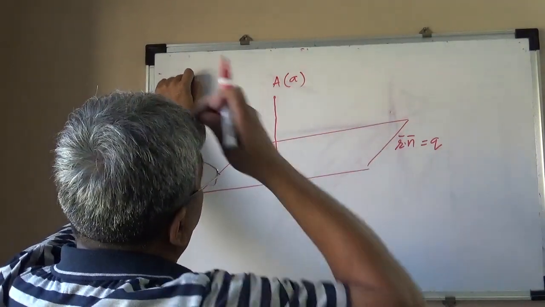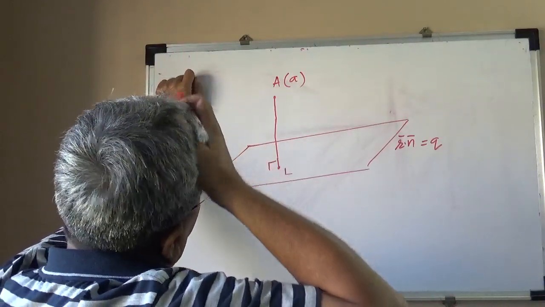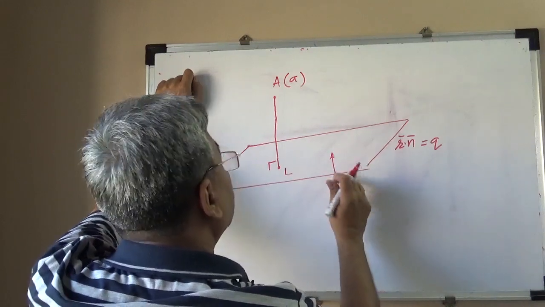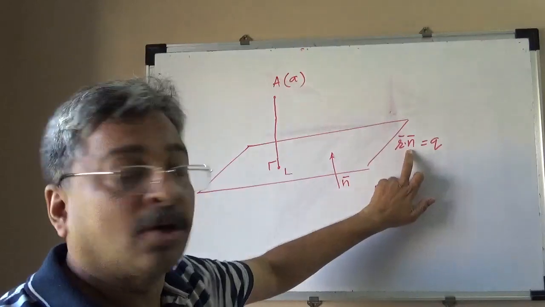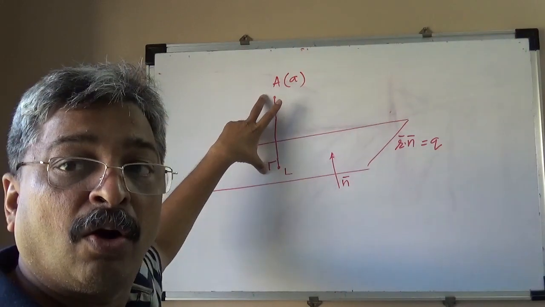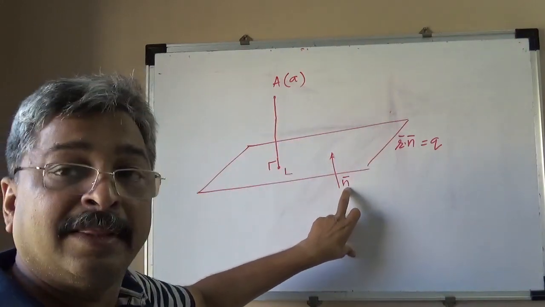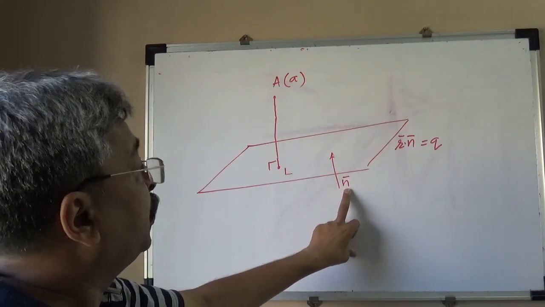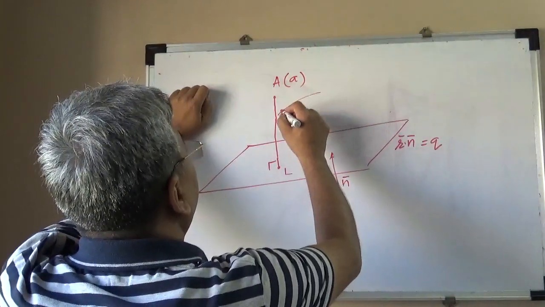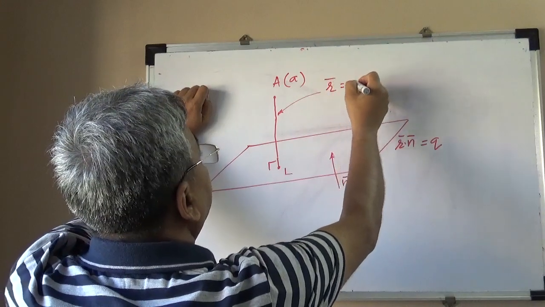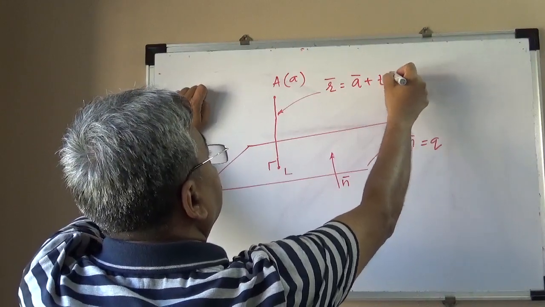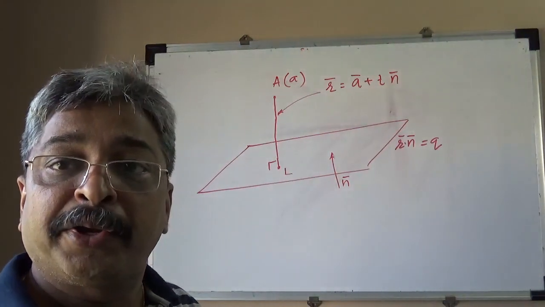Now any point, okay, what is this n? n is the perpendicular vector to the plane, that is the normal vector. So if you want to find out the perpendicular distance, what will be the vector of line AL? It is going to be n. Therefore, will we be able to write down the equation of line AL? Yes. The equation of line AL is going to be r is equal to, it has to pass through A, plus t times n. This is going to be the equation of the perpendicular line.